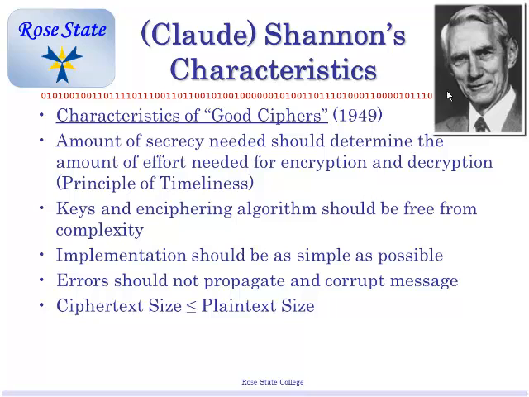So, principles of timeliness. If I'm going to encrypt something that really doesn't matter, why worry? Why would I spend as much time? Keys and ciphering algorithms should be free from complexity. DES, which we will learn, is very complex. Well, considering it was made in the 70s, yes, it was very complex. And to this day, they still don't know why some of the stuff was done. They're like, why did they do that? No one really knows. They found that just because it's confusing doesn't mean it's good. That's literally what they proved.